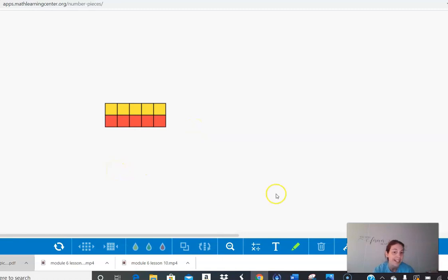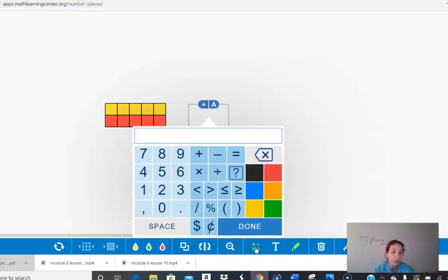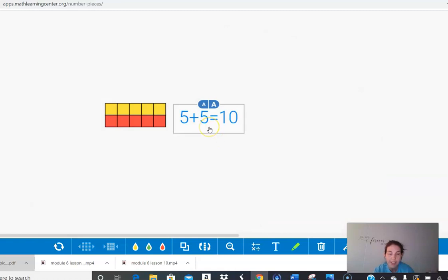So now for my addition sentence, we could say 5, right? We go by the row. 5 plus, how many is in our next row? 5 equals 10. So that's one addition sentence, but there's another addition sentence that we could say.